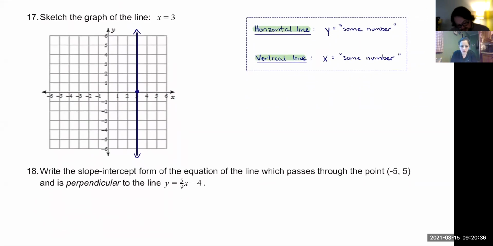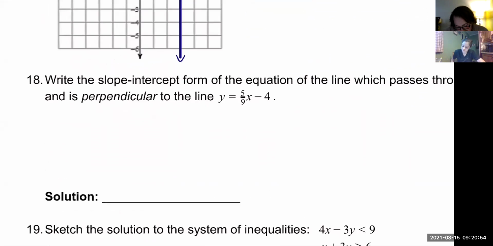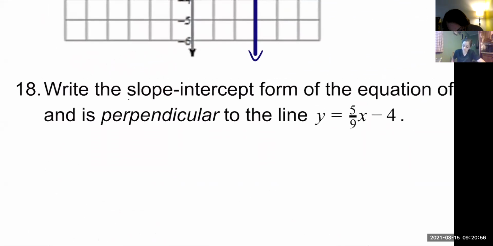Number 18. Number 18 is asking us to write the slope-intercept form of the equation of the line which passes through the point -5, 5 and is perpendicular to the line y equals 5/9 x minus 4. So let's pick out some of that information. First off, we'll know we're done when we reach slope-intercept form, which, quick reminder, yet again, is y equals mx plus b. That's where we're aiming for.